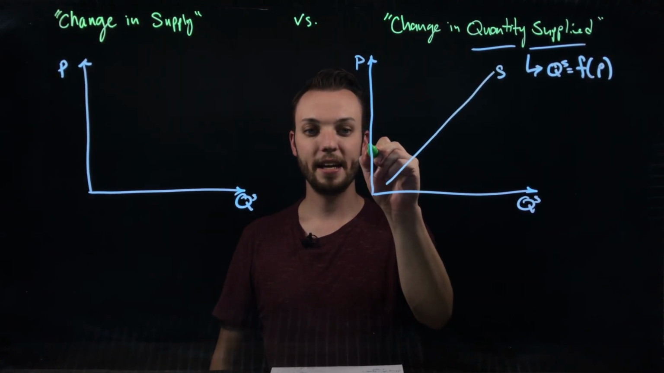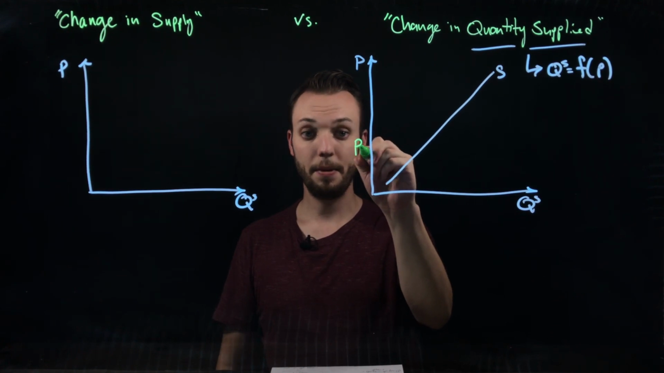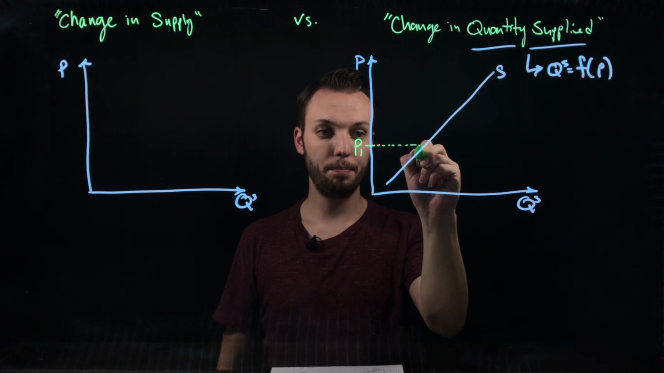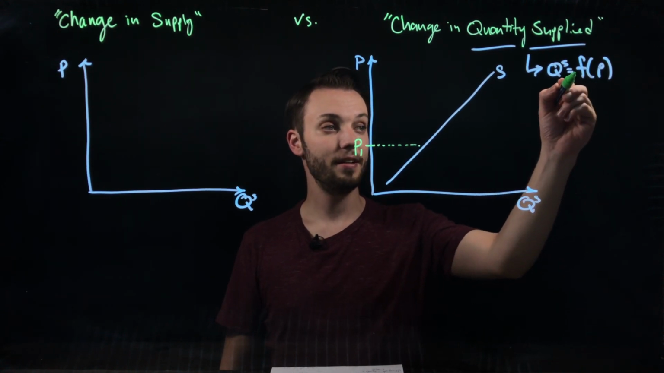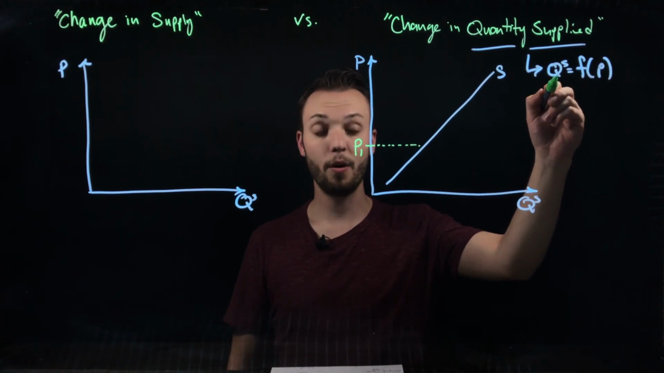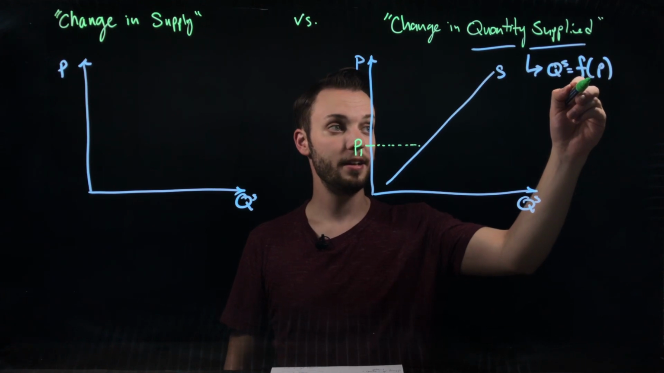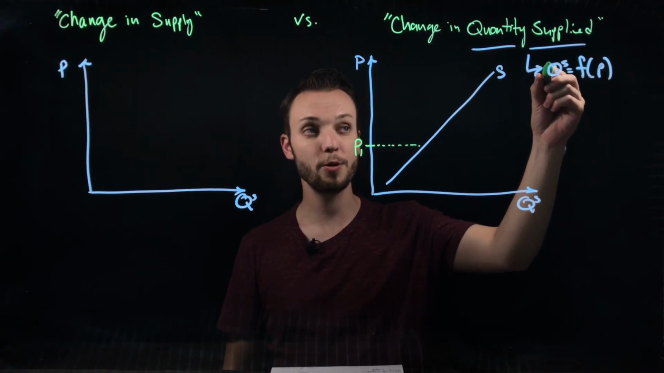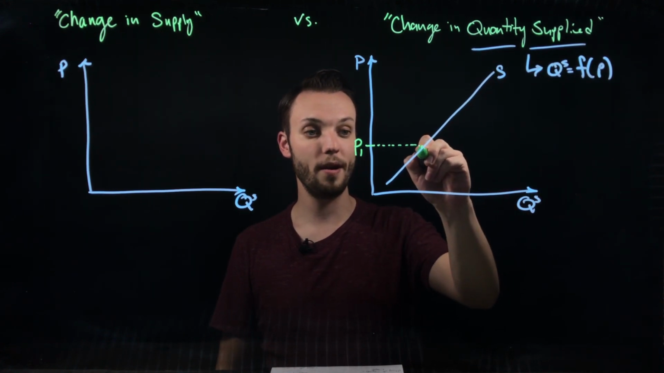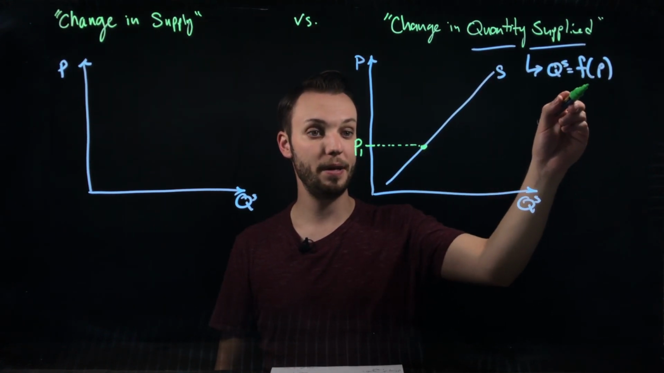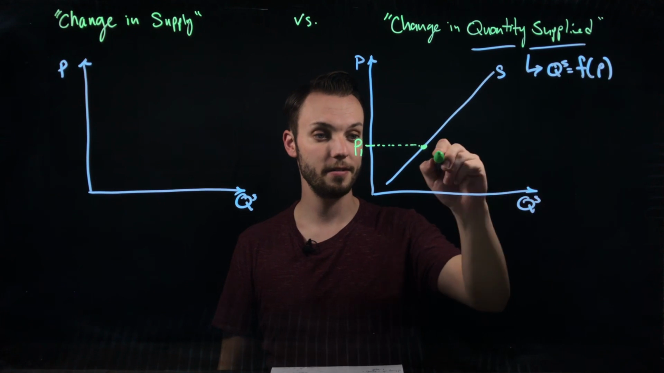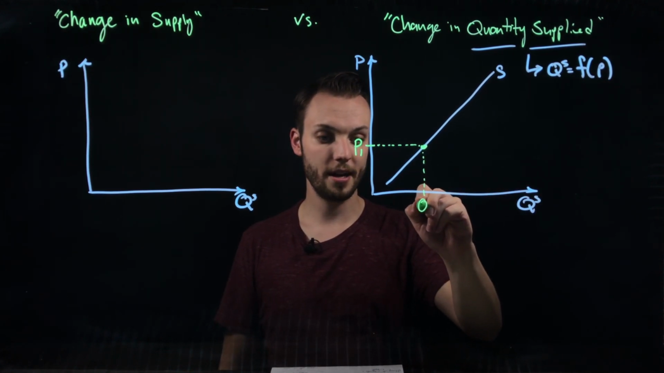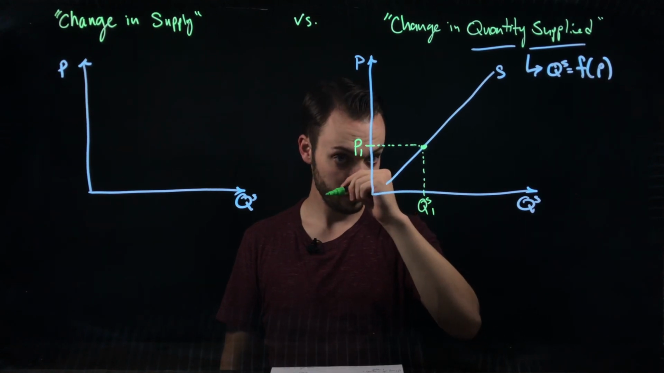And if we take a given point, say P1, and we plug that into the quantity supplied function, that gives us some number, the quantity supplied. So that's what we mean when we say quantity supplied. Whatever we get when we plug P1 into this function here. Okay, so let's call that QS1.